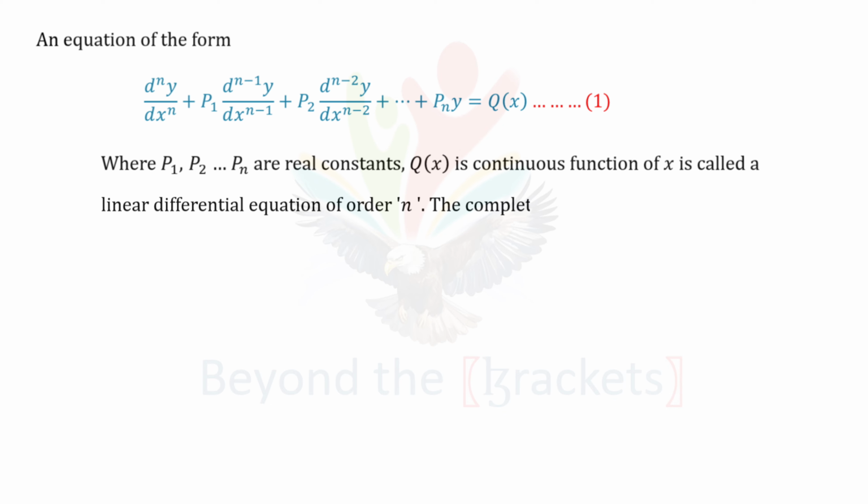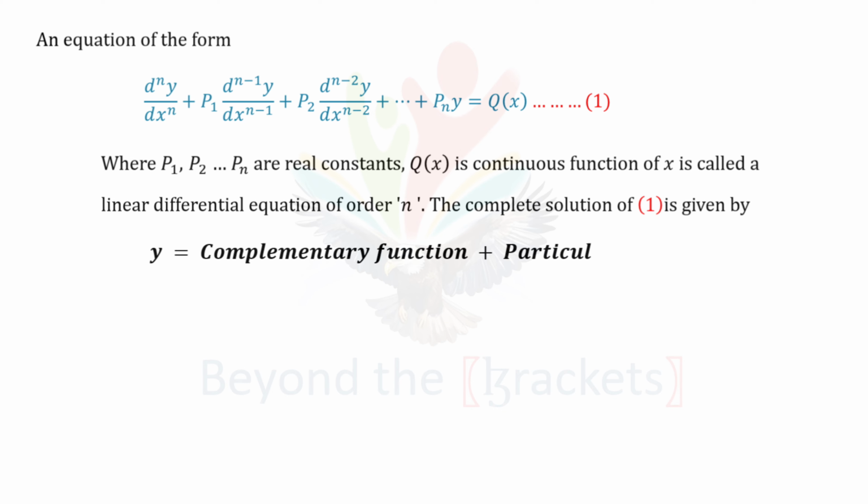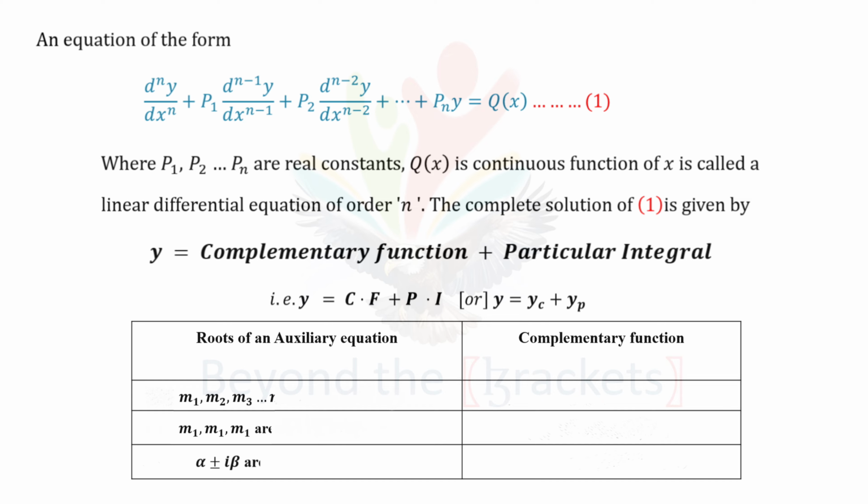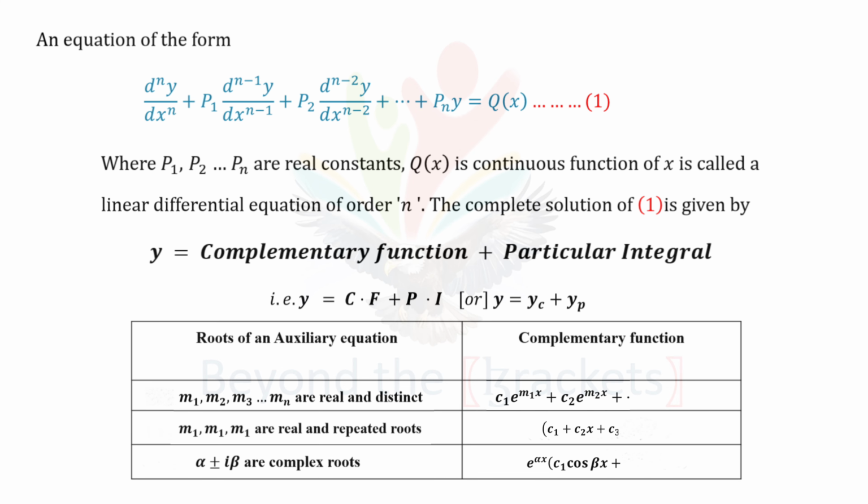The complete solution of this equation is given by y is equal to complementary function plus particular integral, which can also be written as y is equal to CF plus PI, or y is equal to yc plus yp. This table shows the different types of roots of the auxiliary equation and the corresponding form of the complementary function for each case. Let's move on to some problems to better understand the concept.